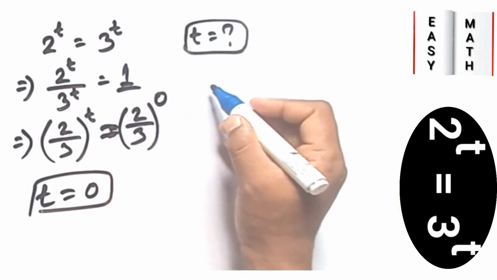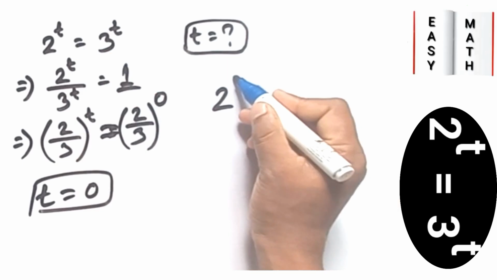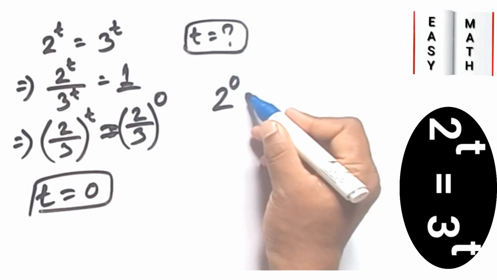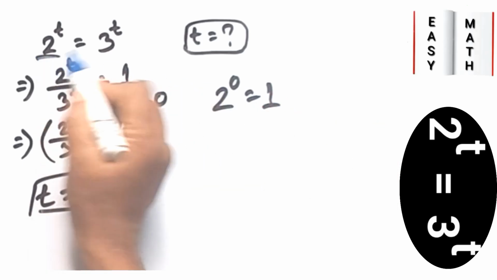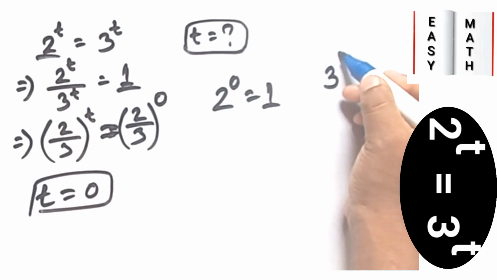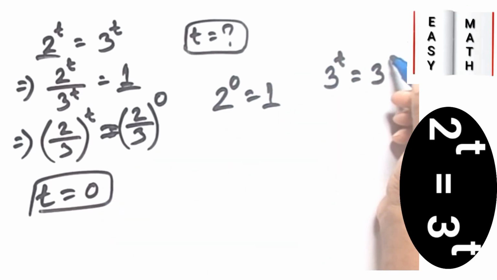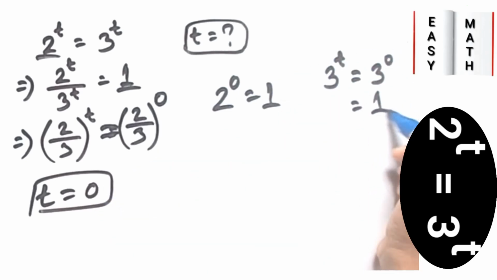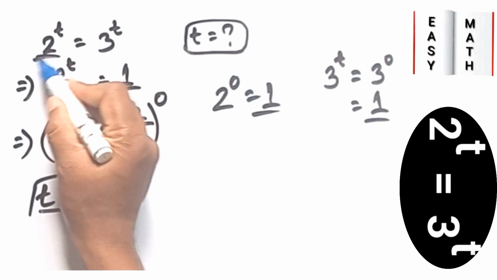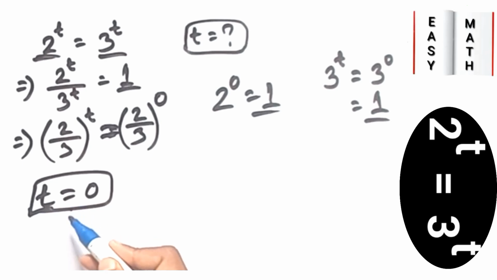Now let's verify this. If t is equal to 0, then this term's value is 1, and with t equal to 0 this term's value is also 1. So these two are similar, verified. So t is equal to 0 is right.